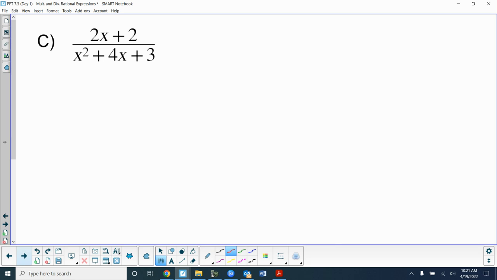Okay. What about this top one here? What do we have to factor out there? I heard somebody say it. 2, yeah. GCF, right? Always look for a GCF, right, Emma? So when I take the 2 out, what's left, Sydney? When I take the 2 out of there, what's left? X 1, good. X plus 1.